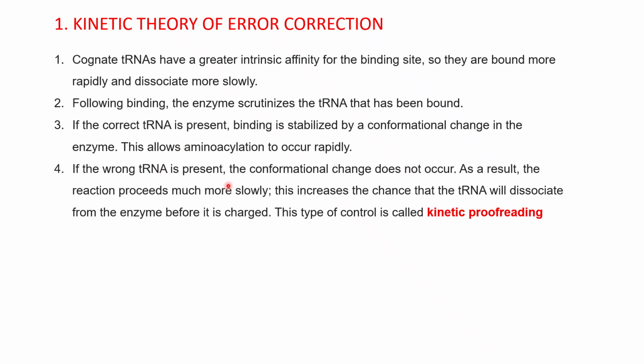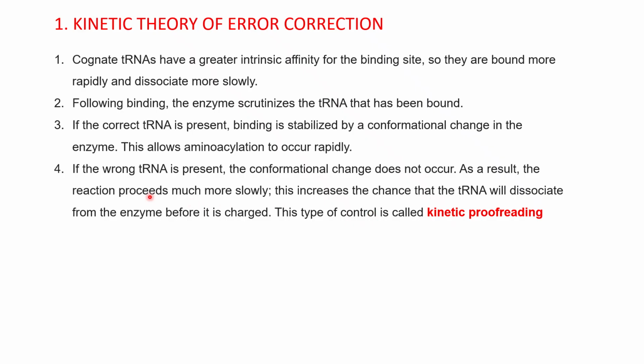If the wrong tRNA is present, the conformational change does not occur. As a result, the reaction proceeds much more slowly. This increases the chance that the tRNA will dissociate from the enzyme's active site before it is charged. This type of control is known as kinetic proofreading.